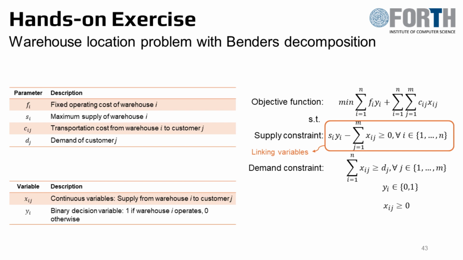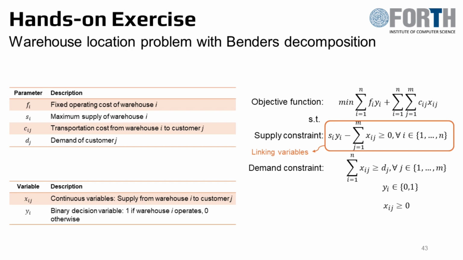Now the decision variables. X_ij represents the quantity shipped from warehouse i to customer j. These variables are continuous and must be non-negative. Y_i is a binary variable. It is equal to 1 if warehouse i is open and 0 otherwise. The objective function, which is the total cost, has two components. There's a fixed cost for opening warehouses, and there's a transportation cost for shipping goods from warehouses to customers.